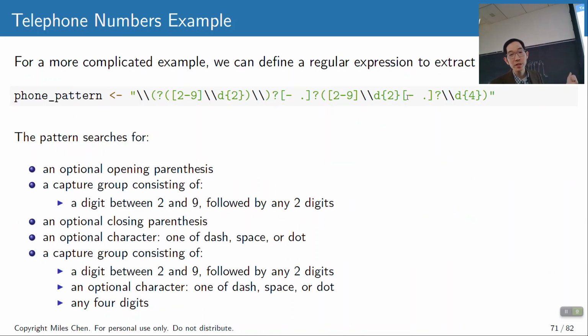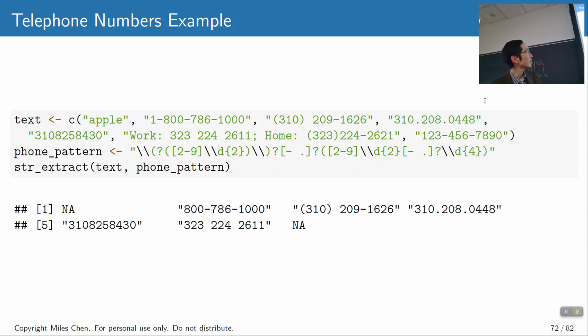2 digits followed by a dash, space, or dot, which is optional, followed by 4 digits. Okay, and that forms a capture group. So here I've got a text vector of several things, 1, 2, 3, 4, 5, 6, and we're going to just say extract out the match, right?